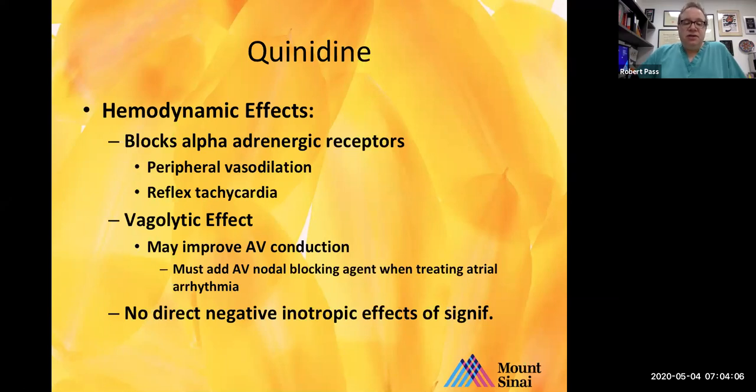These are the two reasons why, whenever starting quinidine on someone, you want to at least consider starting an AV nodal blocking agent, particularly when you're treating an atrial arrhythmia, because quinidine may actually make it easier to conduct and could potentially result in more hemodynamic embarrassment from an atrial arrhythmia. So you want to be careful with this agent, and we'll talk about why I'm mentioning this drug at all, since probably no one on this call has ever used it with the possible exception of Dr. Arnon and myself. There is no direct negative inotropy of significance with this agent, which is a nice feature.